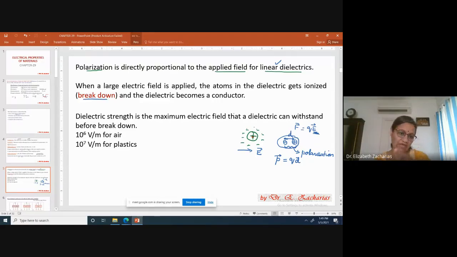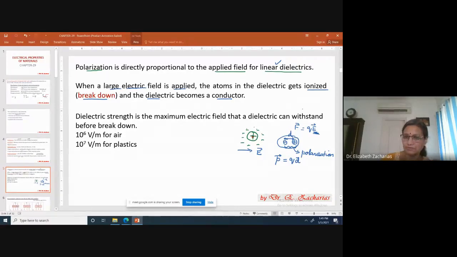I just gave you the example of air becoming a conductor. That's also a breakdown. This is the process by which you apply a large electric field, so large that the atoms in the dielectric get ionized. Ionized means it breaks down. It becomes a positive ion and a free electron. So once free electrons are there, these electrons can move. The ions can move. So the dielectric now becomes a conductor. This process is called breakdown.